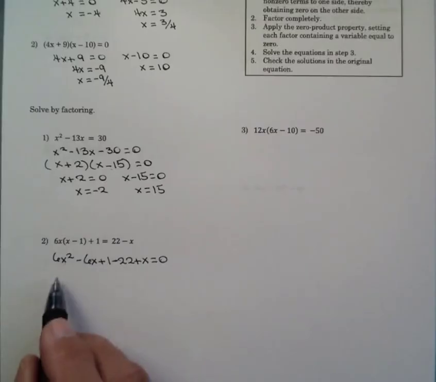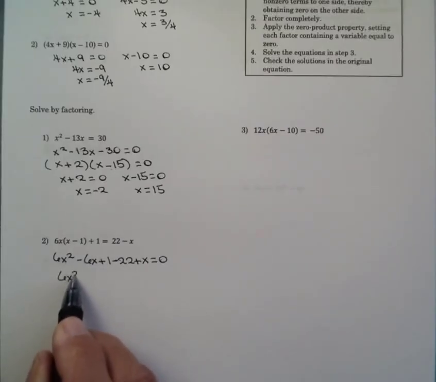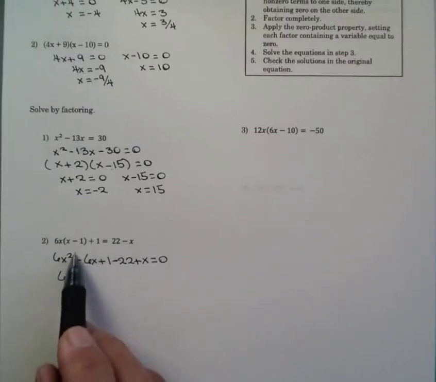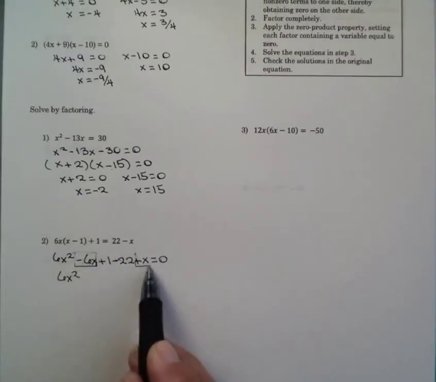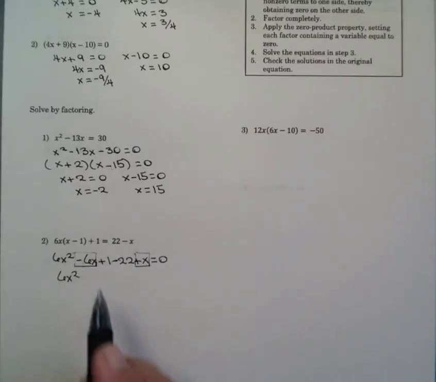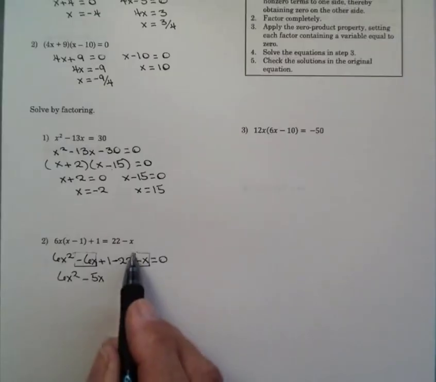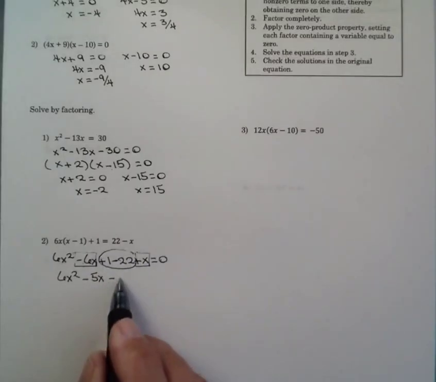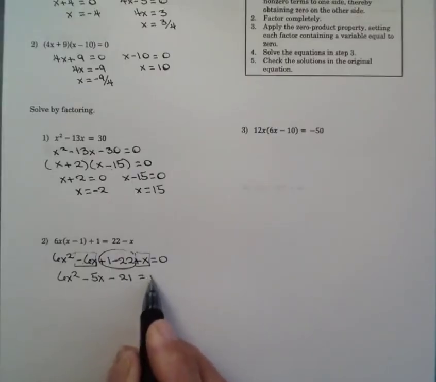I know I have an x squared term. There's only one of them, so it's the first term. The next term needs to be my x variables. I've got a -6x here, and I've got a positive x, so it's really like negative 6 plus 1, so that's going to be a negative 5x. And then the last thing I've got is 1 minus 22. 1 minus 22, of course, is a negative 21, and that's equal to 0.